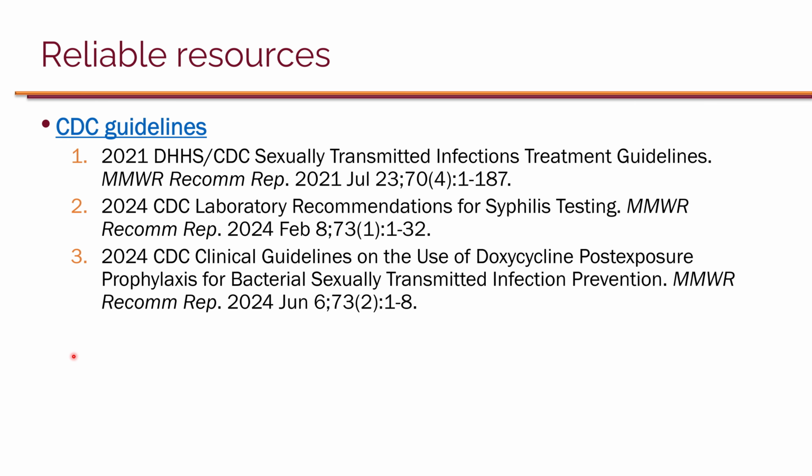Here are some reliable resources. We are primarily going to use the CDC guidelines, which can be accessed from their website. In 2021, the CDC and Department of Health and Human Services jointly released the guidelines for sexually transmitted infections. This guideline essentially includes every sexually transmitted infection out there, including chlamydia, gonorrhea, syphilis, and herpes, which we will discuss in this lecture. There are also CDC guidelines that were released in 2024 for specifically syphilis testing.